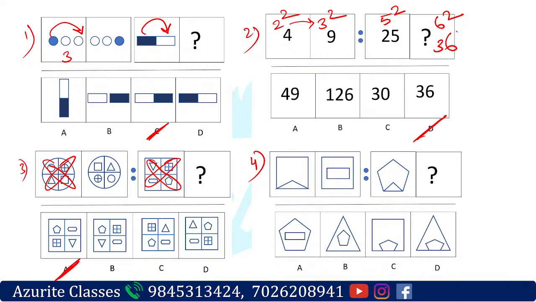Fourth one, if you see what is happening, inside the square there is one rectangle coming, right? So in the same way, if you apply the same here, what will happen? There will be a square in that, that is option A is the correct one. So don't be confused with B and the others, right? Because there is a triangle.